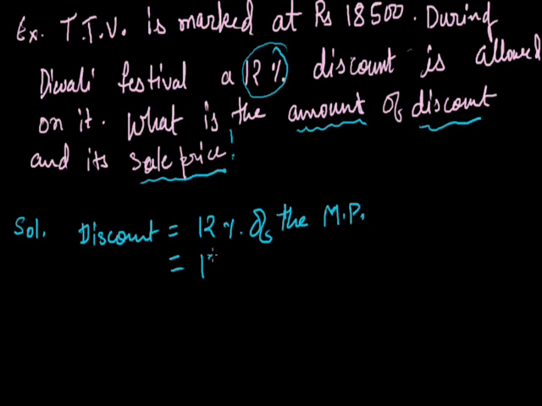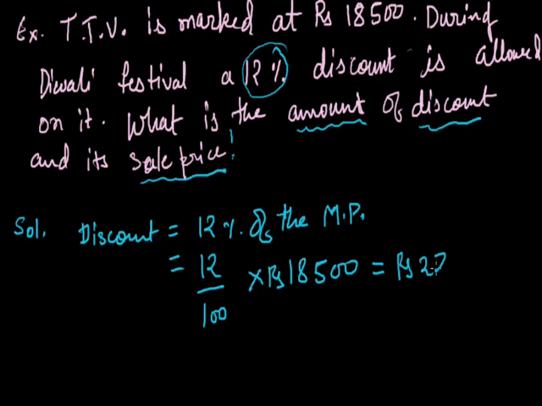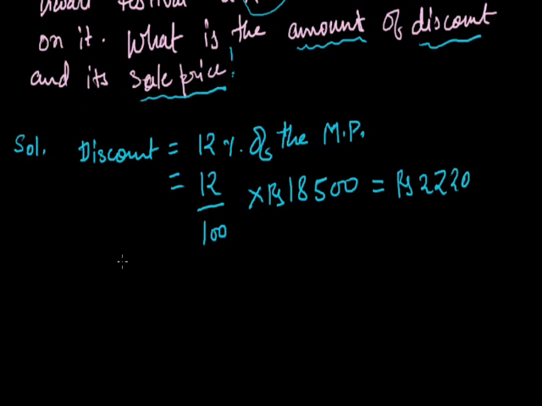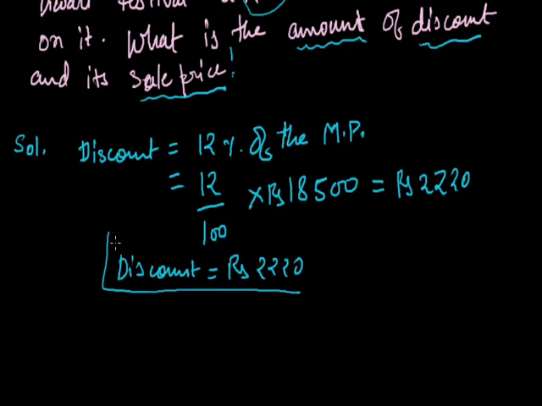That is equals to 12%, if we remove, will become 100 in the denominator. Of means multiplication, and the mark price is rupees 18,500. So it will be equals to rupees 2,220. Now this is the discount. Just now we have calculated discount, that is equals to rupees 2,220. Now to calculate the selling price, this was the amount that was reduced from the mark price. That's why it is a discount.